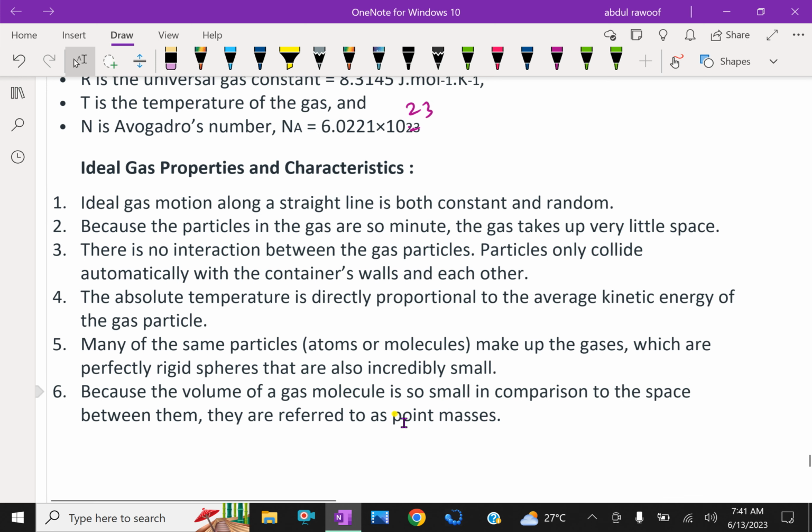So far we have explained the gas laws, the ideal gas law, and the characteristics of gas and its properties.